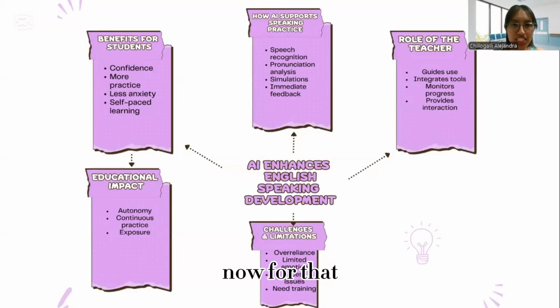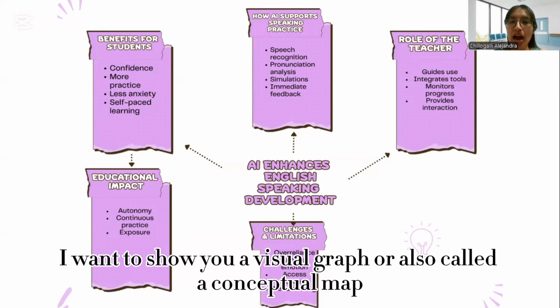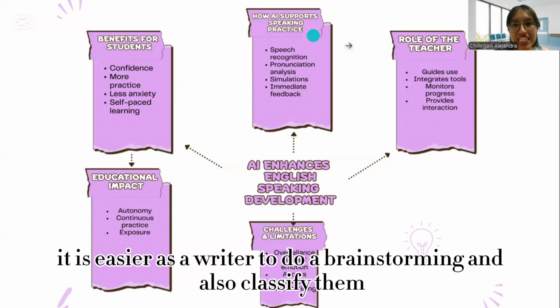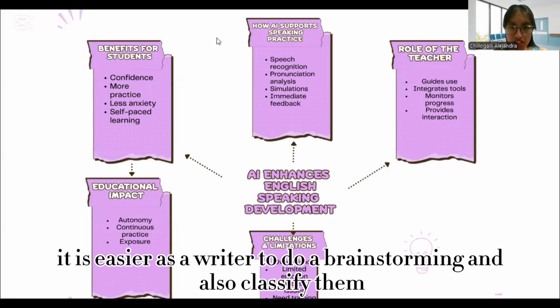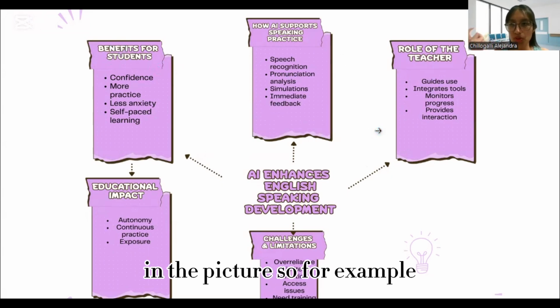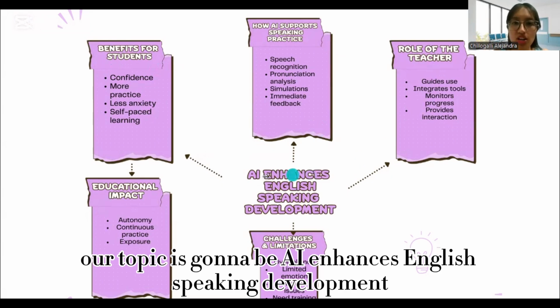Now, for that, I want to show you a visual graph, also called a conceptual map. In this case, it is easier for you as a writer to brainstorm and also classify ideas, like I have here in the picture. For example, our topic is going to be AI enhances English speaking development.